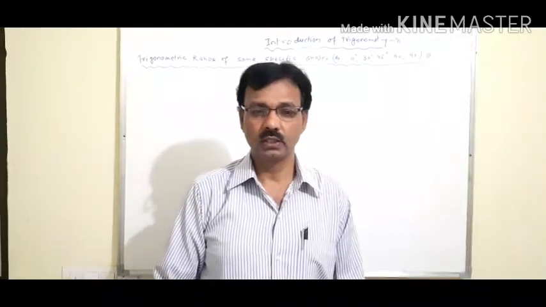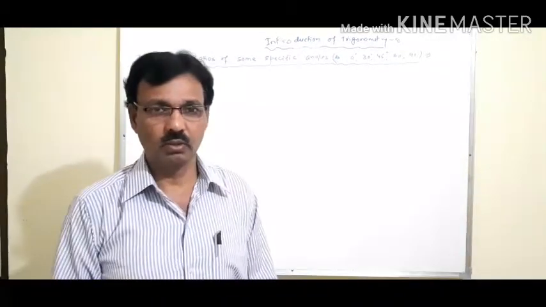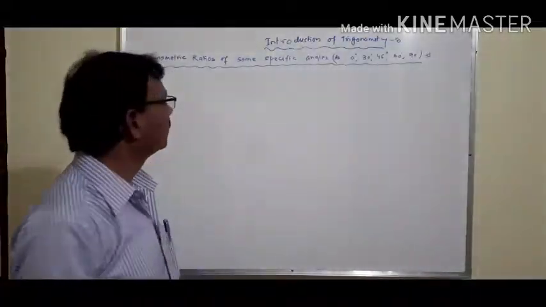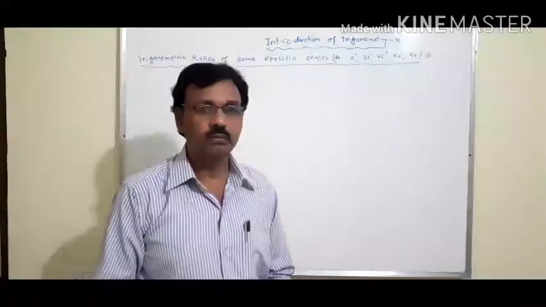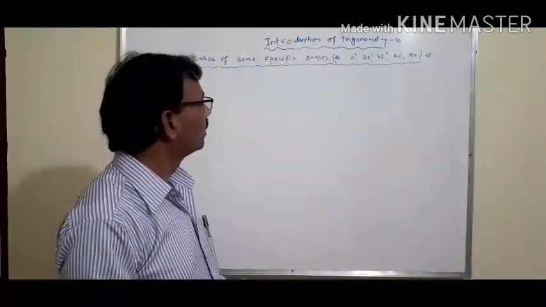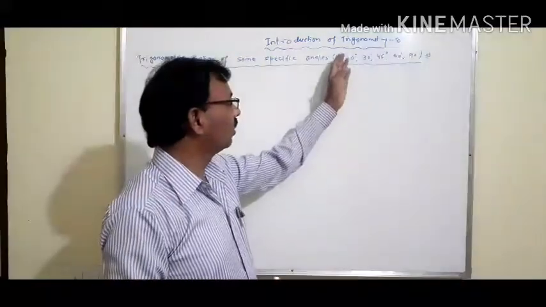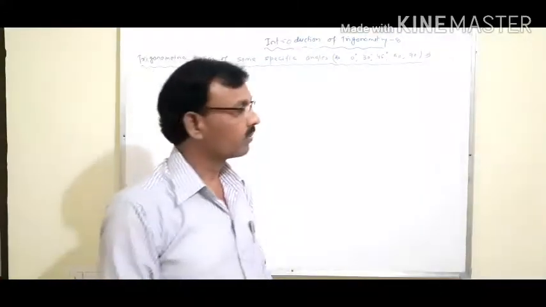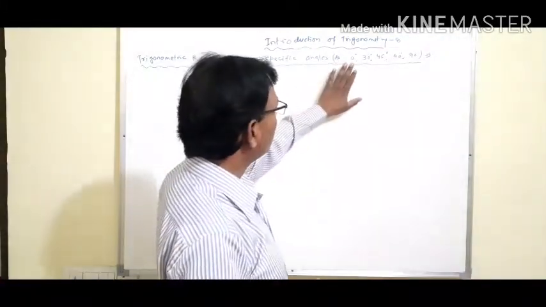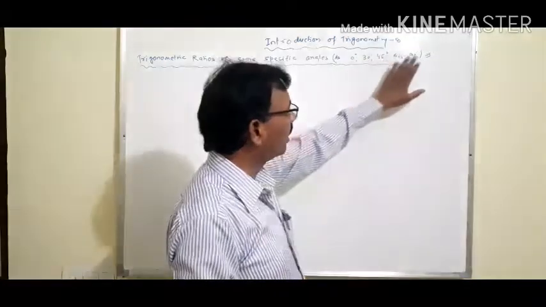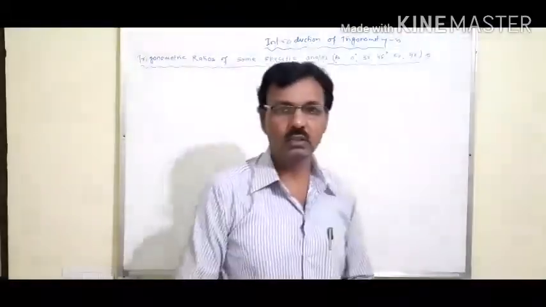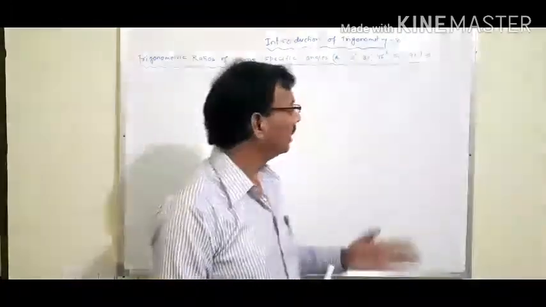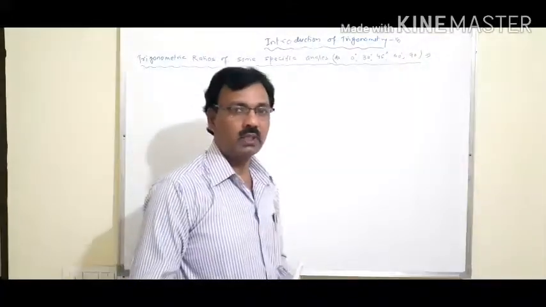Hello students, in this video we will discuss some specific trigonometric ratios of some angles: 0 degree, 30 degree, 45 degree, 60 degree and 90 degree. Trigonometric ratios of 0 degree, 30 degree or 90 degree are given in your book, but how to find the value of these angles we will discuss here.